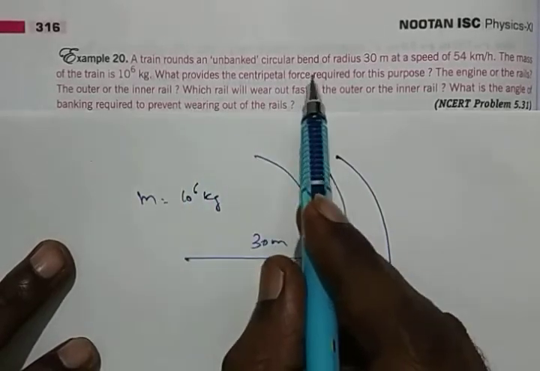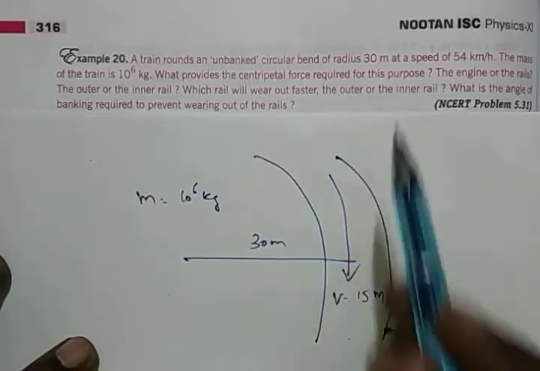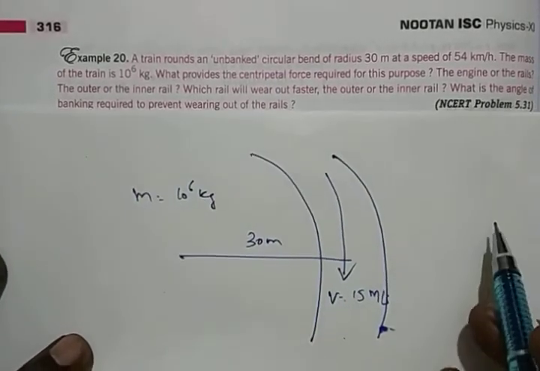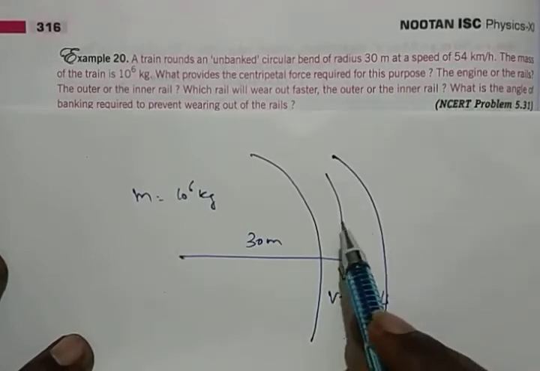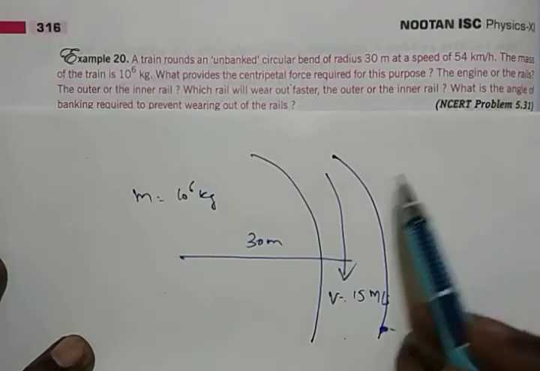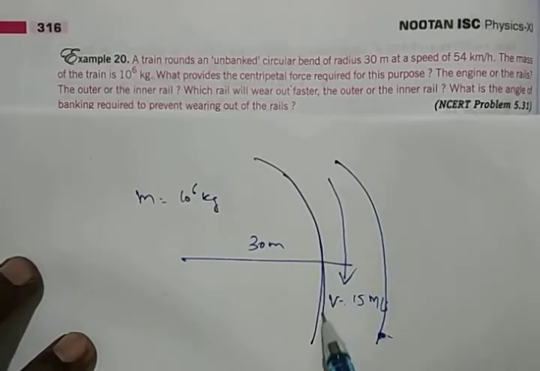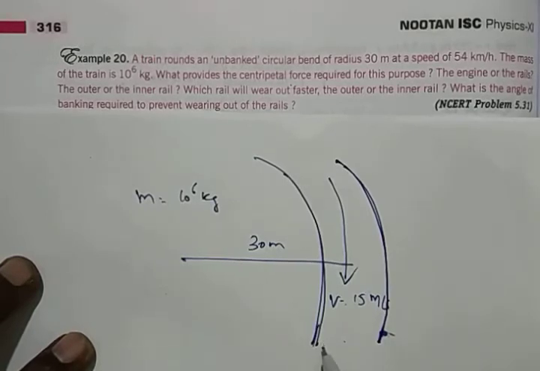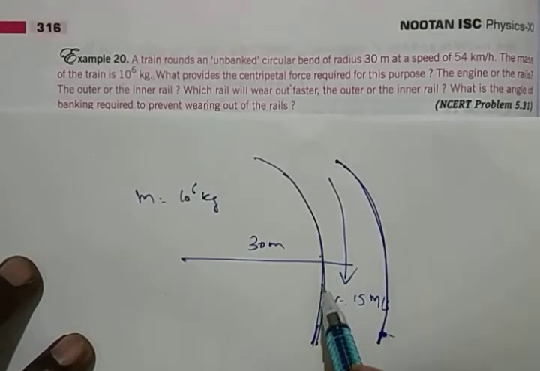What provides the centripetal force required for this purpose? Which one will provide, the engine or the rail? So the question is, will your engine provide the centripetal force or a rail? Remember, only the rail will provide. The engine is only there to run the machine. The rails will be providing.